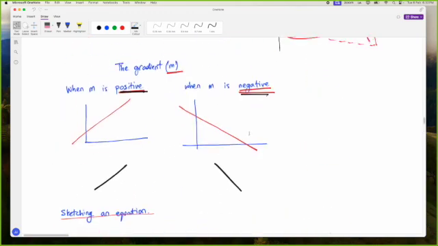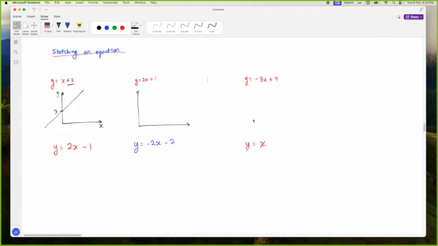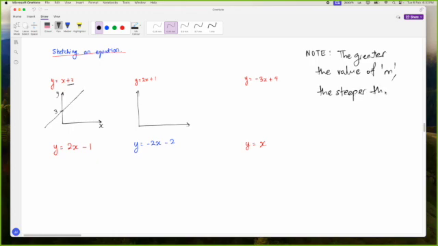One more note. The greater the value of m, the steeper the line will be.